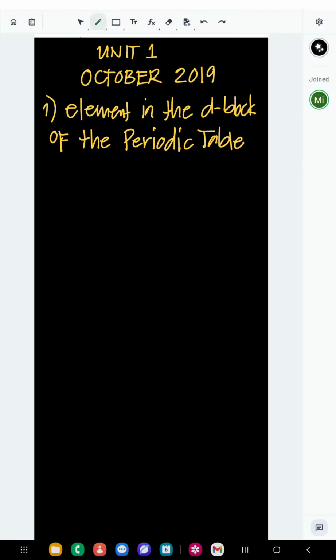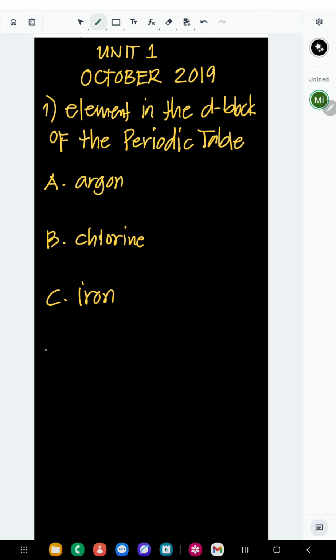Now let's work on October 2019 Unit 1 paper. The first question here: which element is in the D block of the periodic table? So we're given 4 choices. We have argon, chlorine, iron, and sodium.